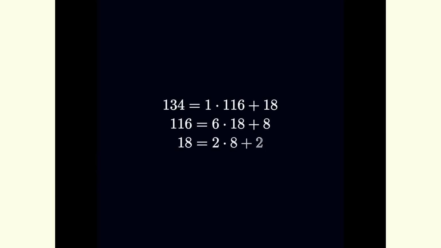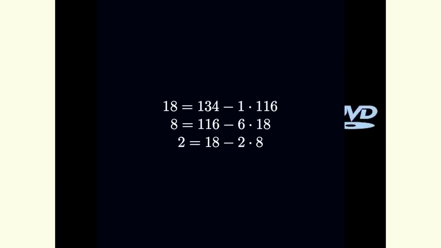Now we can work backwards through the Euclidean algorithm to find values of u and v. We end up getting u equals 13 and v equals negative 15. So, to calculate x, we just multiply 13 times 134 times 50 minus 15 times 116 times 100, all divided by 2.